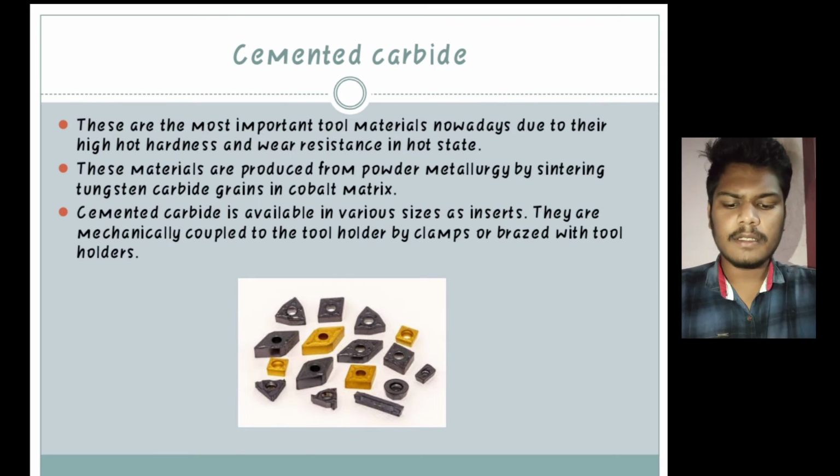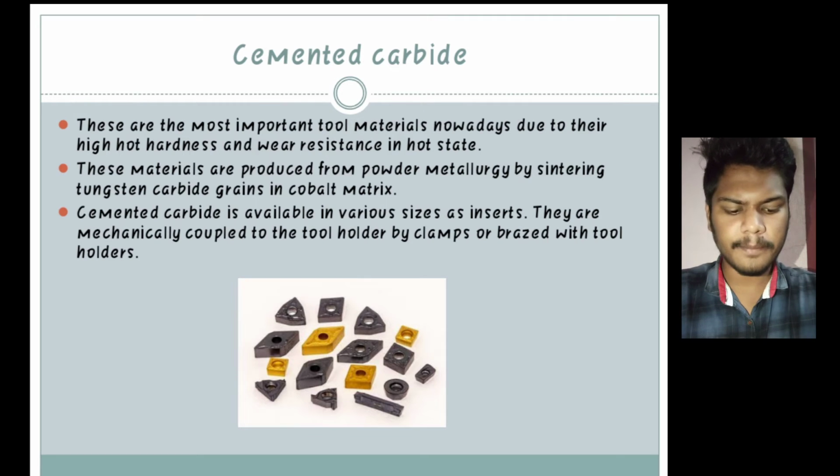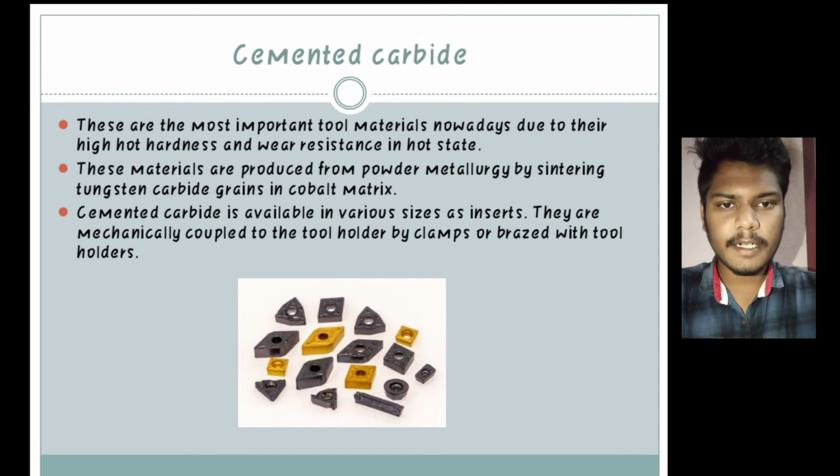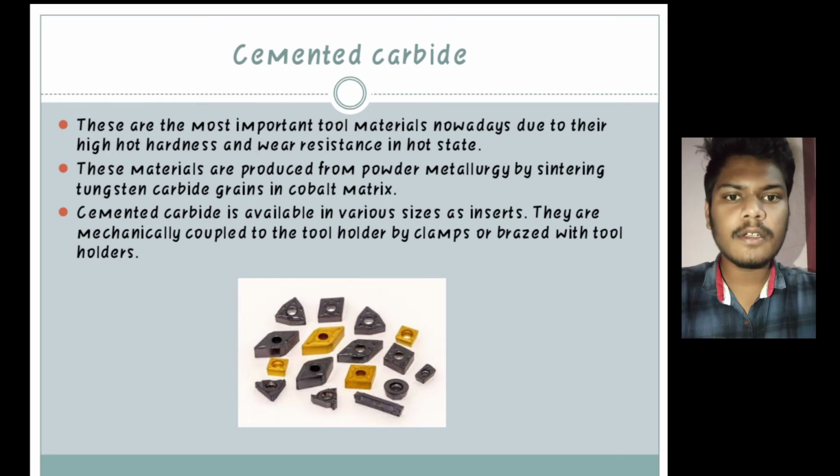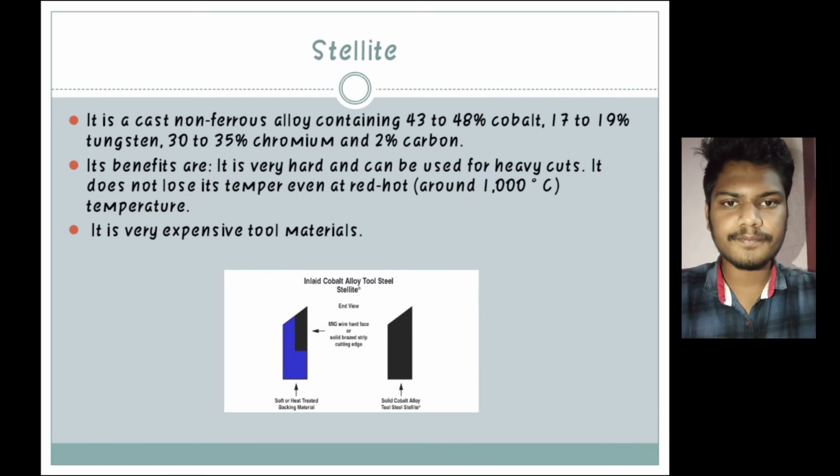Cemented carbides. Cemented carbides are the most important materials nowadays due to their high hardness and wear resistance in hot state. These materials are produced from powder metallurgy by sintering tungsten carbide with cobalt matrix. We can use the cemented carbides as inserts, so we can mechanically couple the inserts to the tool holder by means of clamps.